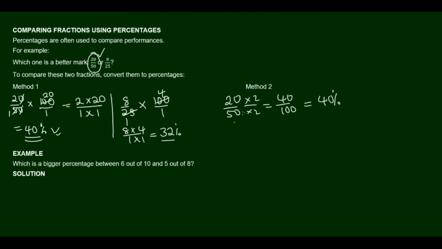And then we have 8 out of 25. How do we make 25 to be 100? We say times 4. So if we multiply the denominator by 4, we must multiply the numerator by 4. So it becomes 32 out of 100, which is 32%.